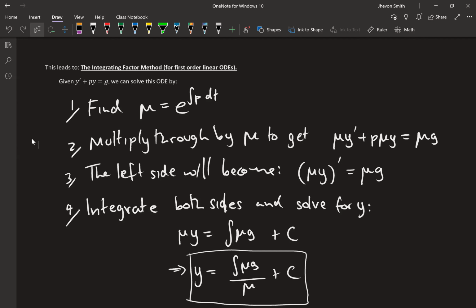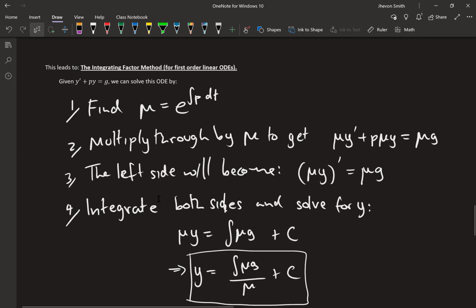This is the integrating factor method. And you'll notice here I put in parentheses for first order linear ODEs. It works both in the separable and non-separable case, but it's overkill for the separable case. So for the separable case, just separate it and find the solution that way. For the non-separable case, it's very important. So yeah, it's always going to be these steps.